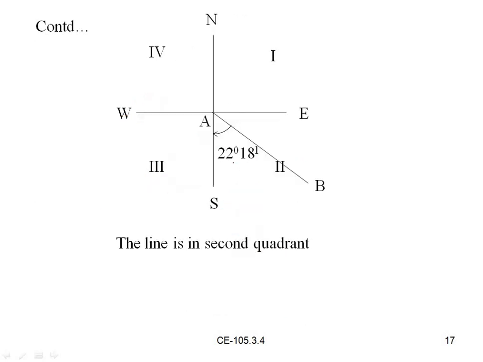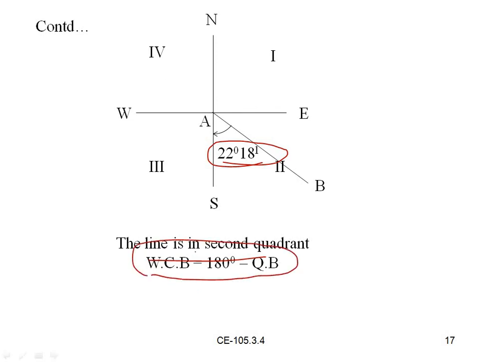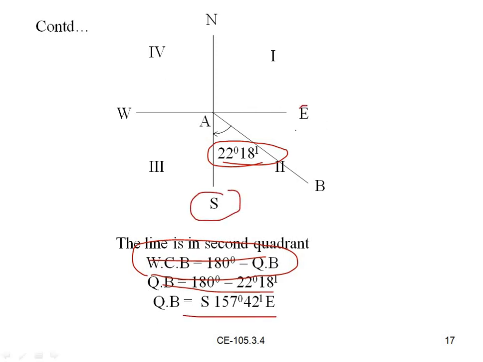Then the next one, 22 degrees 18 minutes, is in the second quadrant. So we have to do, as per whole circle bearing, 180 degrees minus quadrantal bearing. So then we have to do 22 degrees 18 minutes. We will get south 157 degrees 42 minutes east.